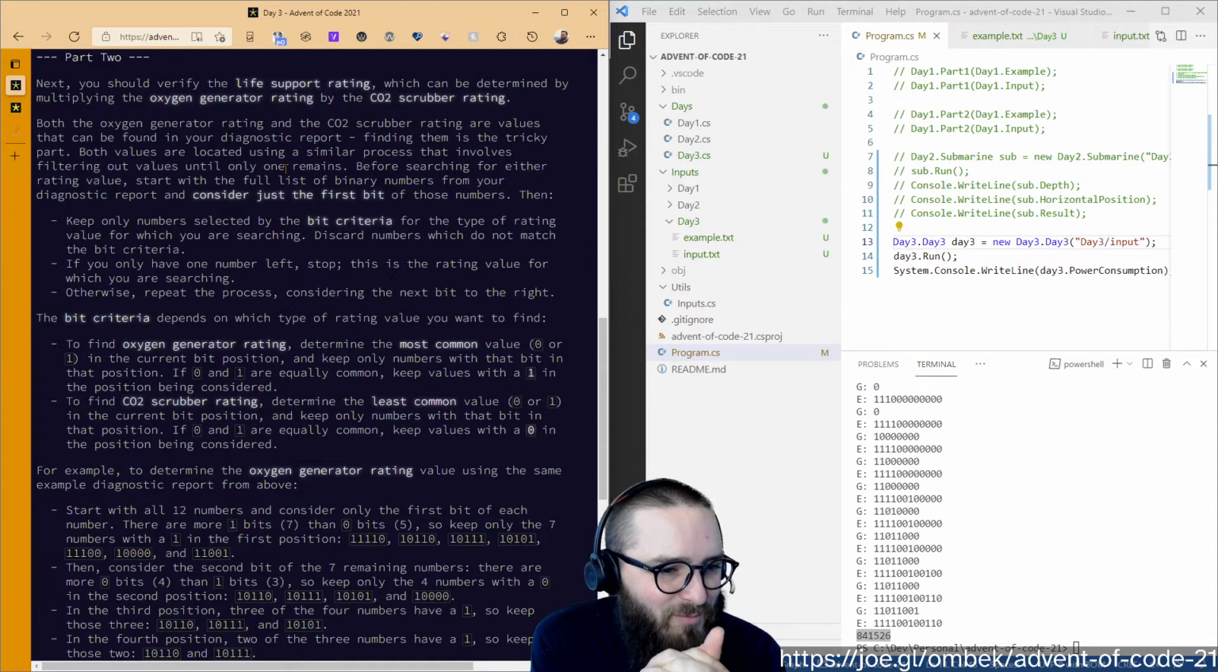The bit criteria depends on which type of rating value you want to find. To find the oxygen generator rating, determine the most common value, 0 or 1, in the current bit position, and keep only numbers with that bit in that position. If 0 and 1 are equally common, keep values with a 1 in the position being considered. To find the CO2 scrubber rating, determine the least common value, 0 or 1, in the current bit position, and keep only numbers with that bit in that position. If 0 and 1 are equally common, keep values with a 0 in that position being considered.